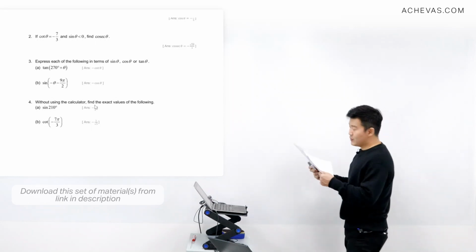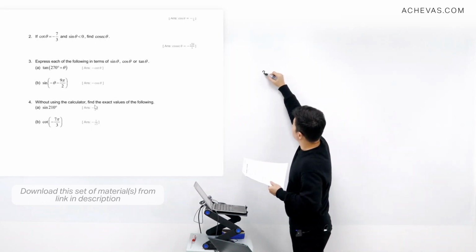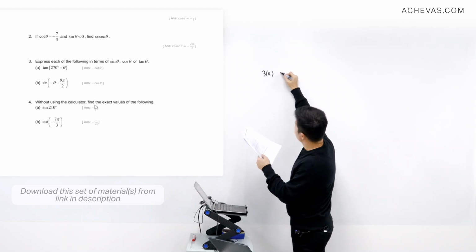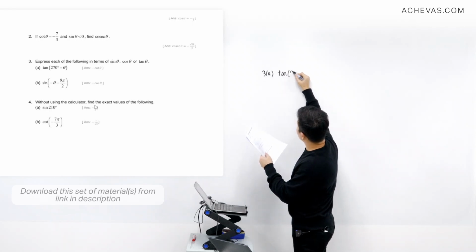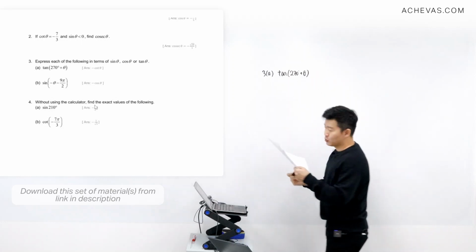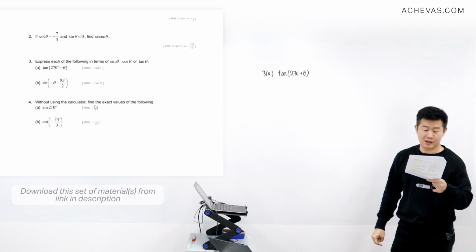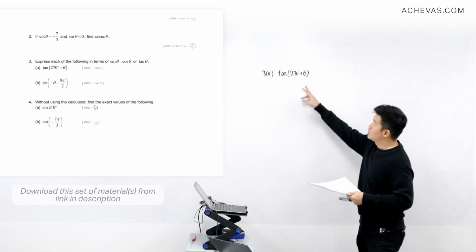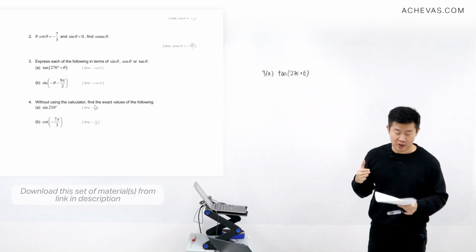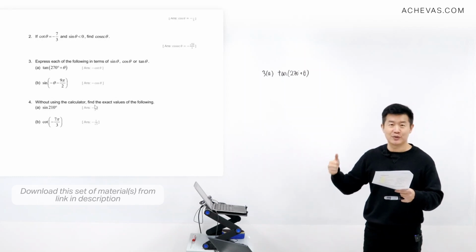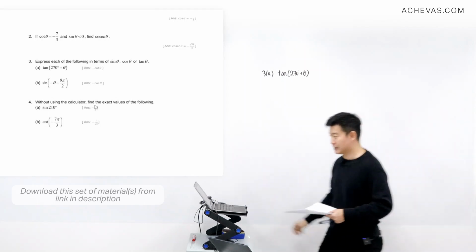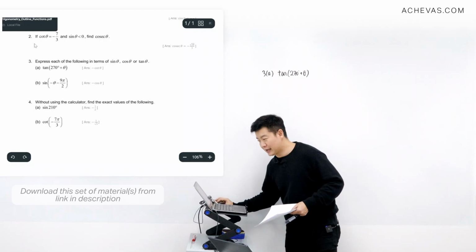So in question number 3a, we are supposed to look at tangent of 270 degrees plus theta. And we want to try to express this in terms of sine theta, cosine theta, or tangent theta. So we're going to do an angle transformation so that we can hopefully change this to either sine, cosine, or tangent theta. Let's take a look at our table again.